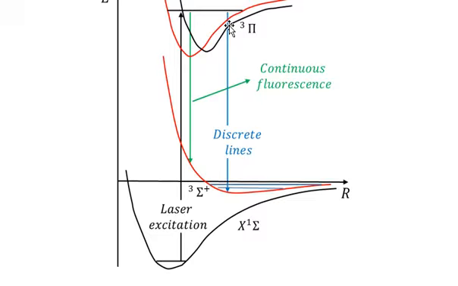Whereas the blue arrows from the same upper state to these bound states in the red region will give you discrete lines. So this red curve potential has some repulsive part and some attractive part where the molecule could be stable.